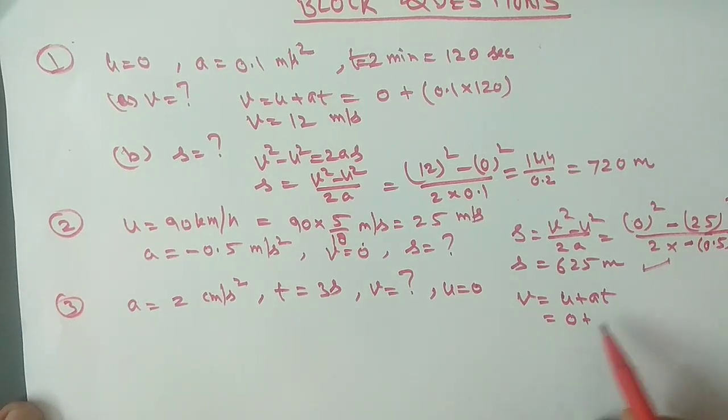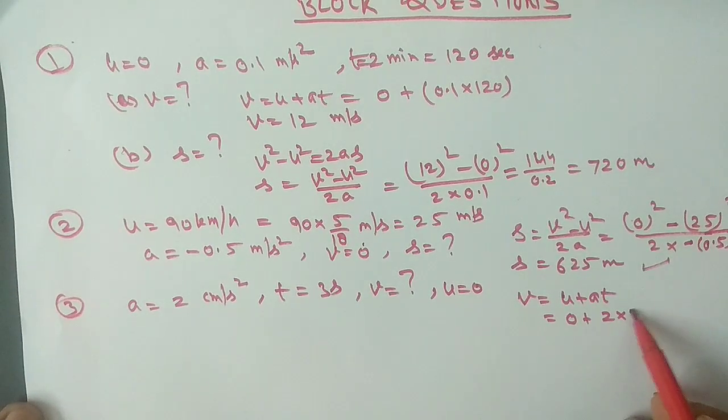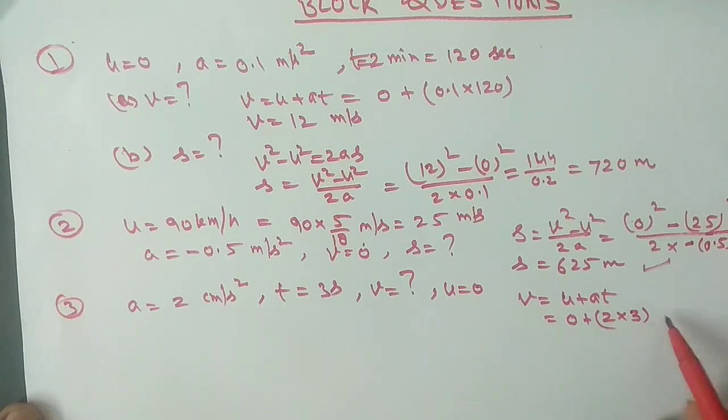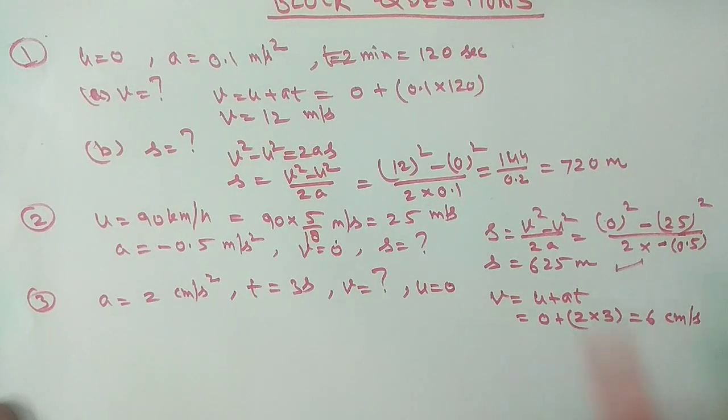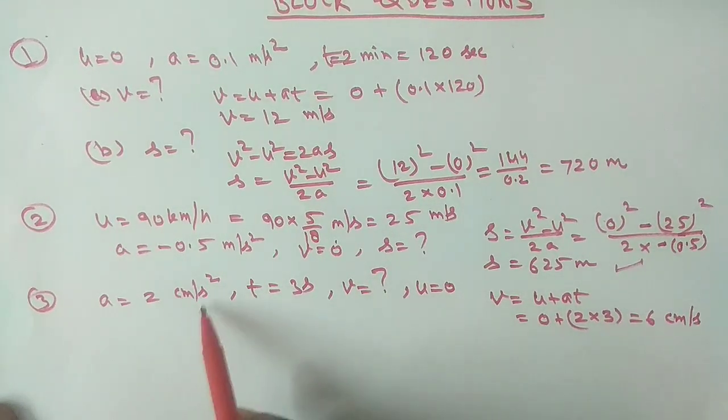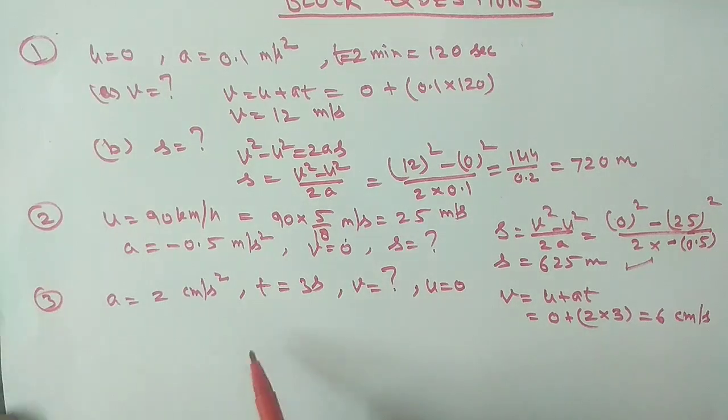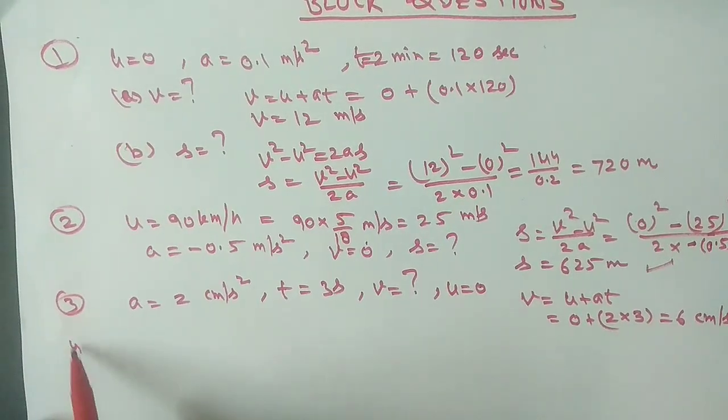0 plus a means 2. Time is 3 here given, so it is 6 centimeter per second. So write the answer in centimeter per second because the acceleration is given in centimeter per second square. Remember, students. Now come to the next question, number 4.